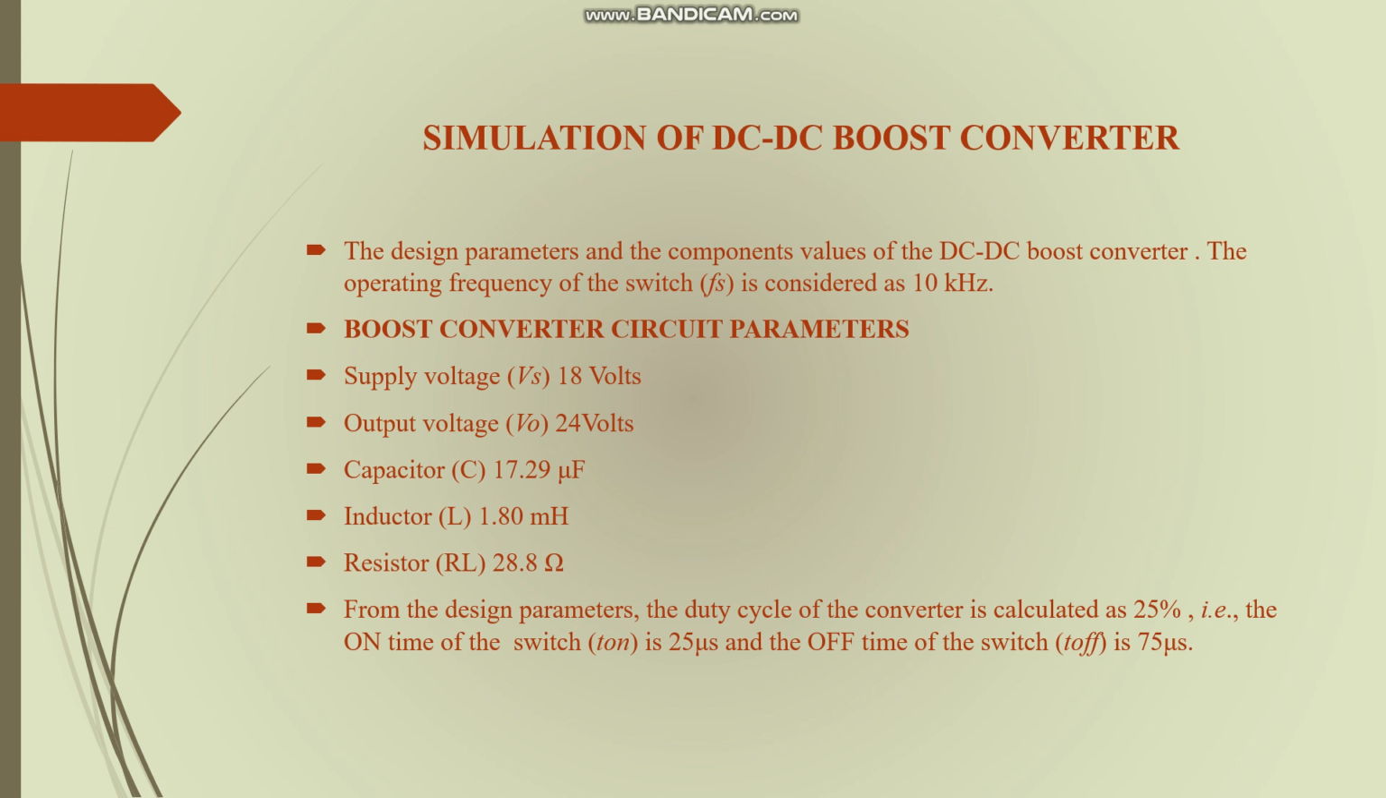I want to give the input parameters of supply voltage 18 volts and output voltage 24 volts. We are getting capacitor 17.29 microfarad, inductor 1.80 millihenry, and the resistor is 28.8 ohm. Then the duty cycle of the converter is calculated as 25%. That is, the on time of the switch T on is 25 microseconds and the off time of the switch is 75 microseconds. The switching frequency is 10 kilohertz.